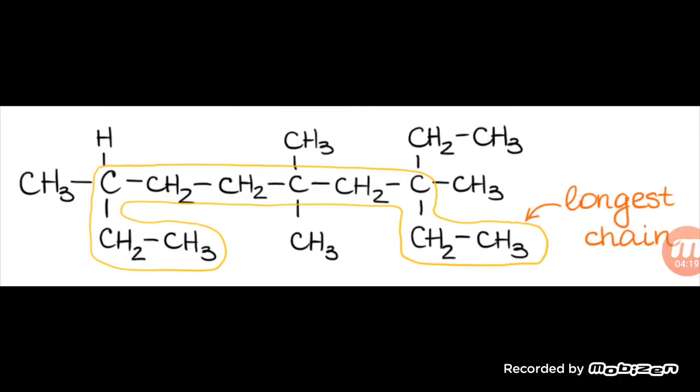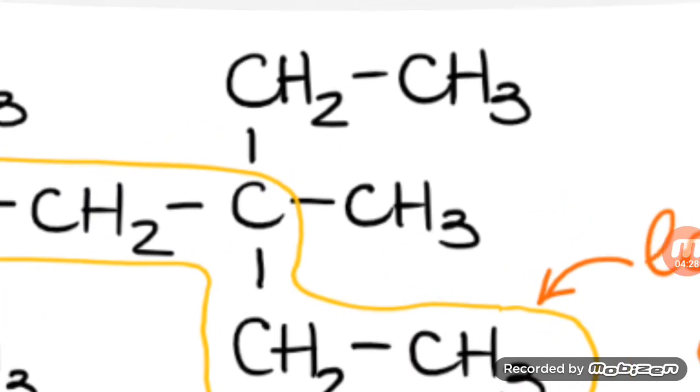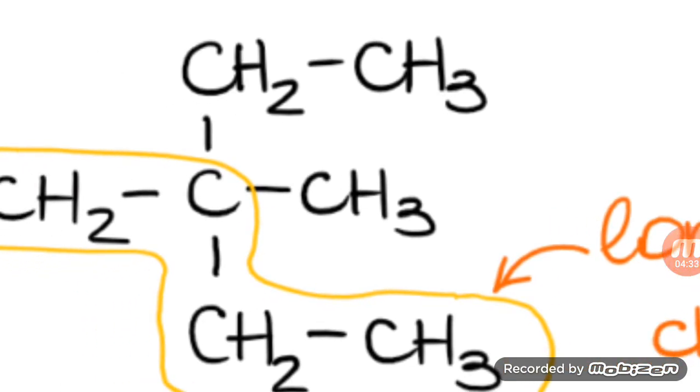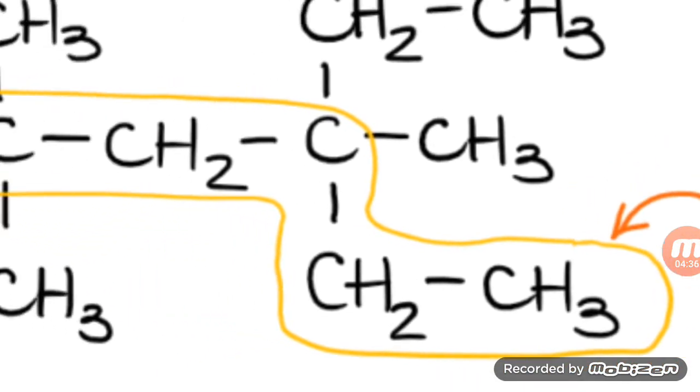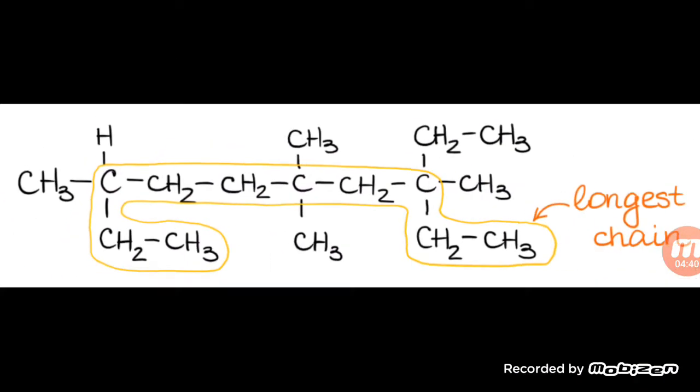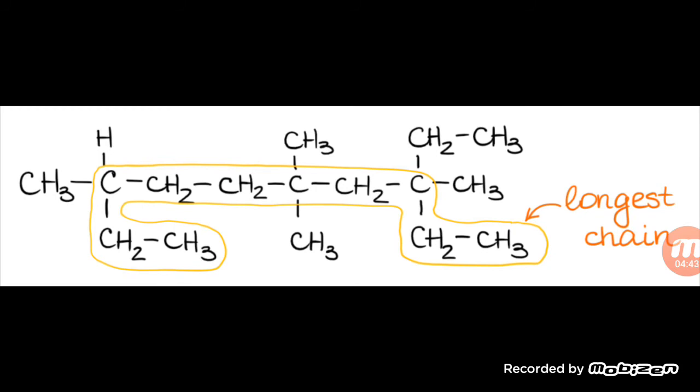The first rule of nomenclature is to select the longest chain, the chain which gives the maximum number of carbons. So instead of selecting only this one, I am not selecting this. I am selecting from this to this to this to this and this, in a curved manner. It doesn't matter how many curves you take, you have to select the chain which is longest. This gives the maximum number of carbons as well as the maximum number of substituents.